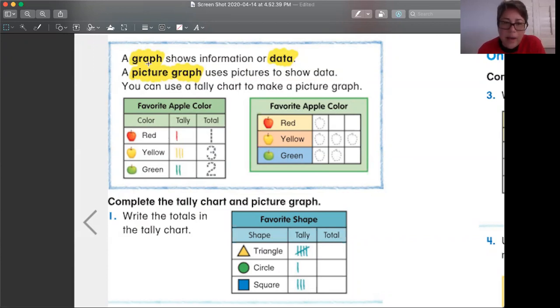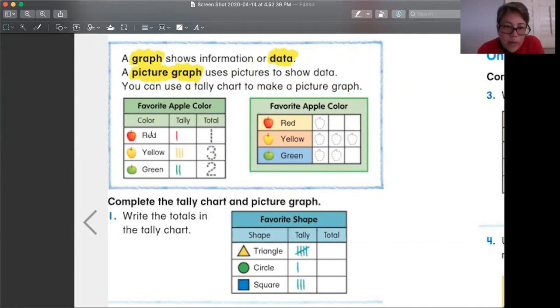Okay, so a graph shows information or data. Data is just information. All right, so a graph shows you information, and a picture graph is a special kind of graph that uses pictures to show you the information. So for example, here is a tally chart for people's favorite apple color. And on this side, we're gonna make the graph for the favorite apple color. So let's take a look.